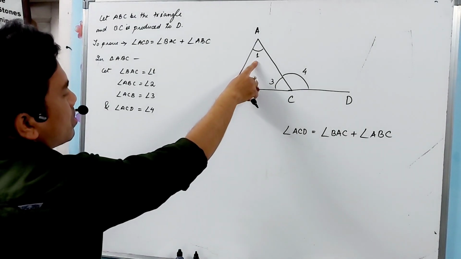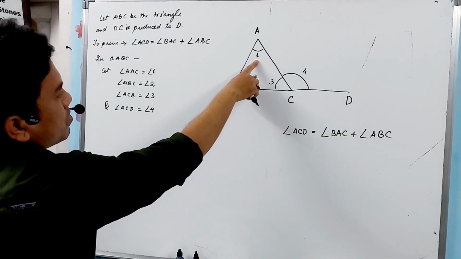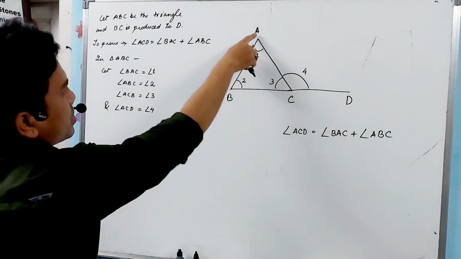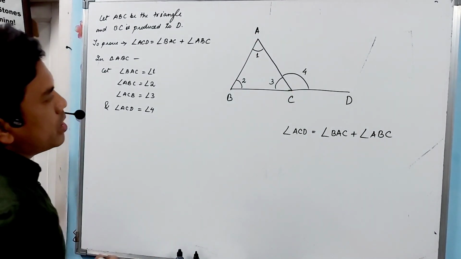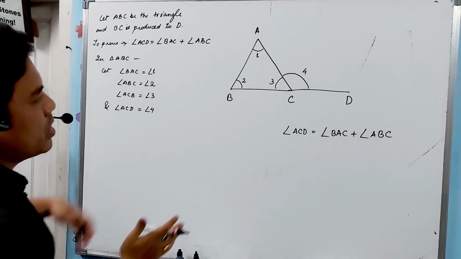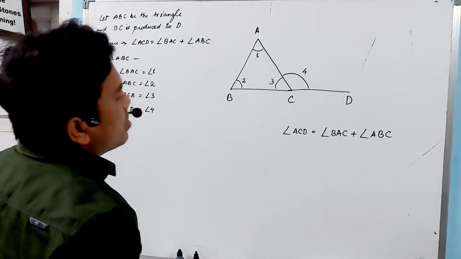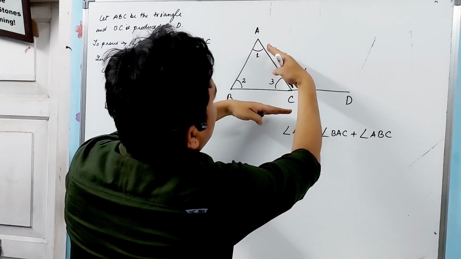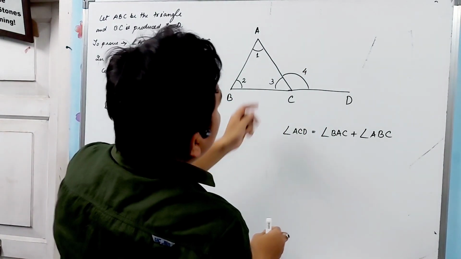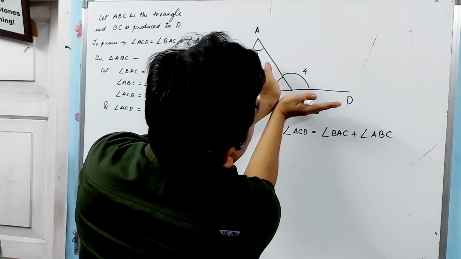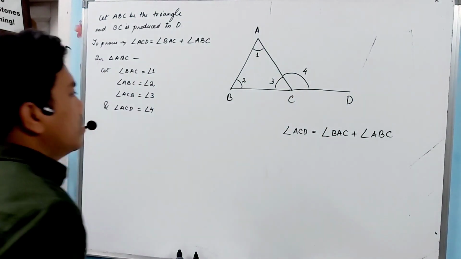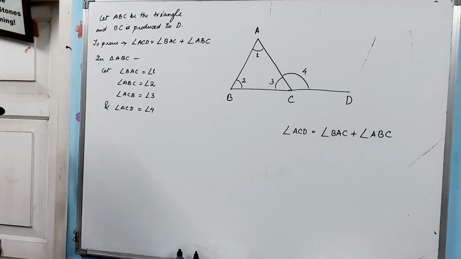Angle 1, the name of the angle which is denoted as 1 is what? Angle BAC. This is the angle. And the angle which is denoted as 2 is what? Angle ABC. We can see it here. It is ABC. And the third one, it is what? ACB. Okay. And the exterior angle is what? ACD. Okay. We can see ACD.